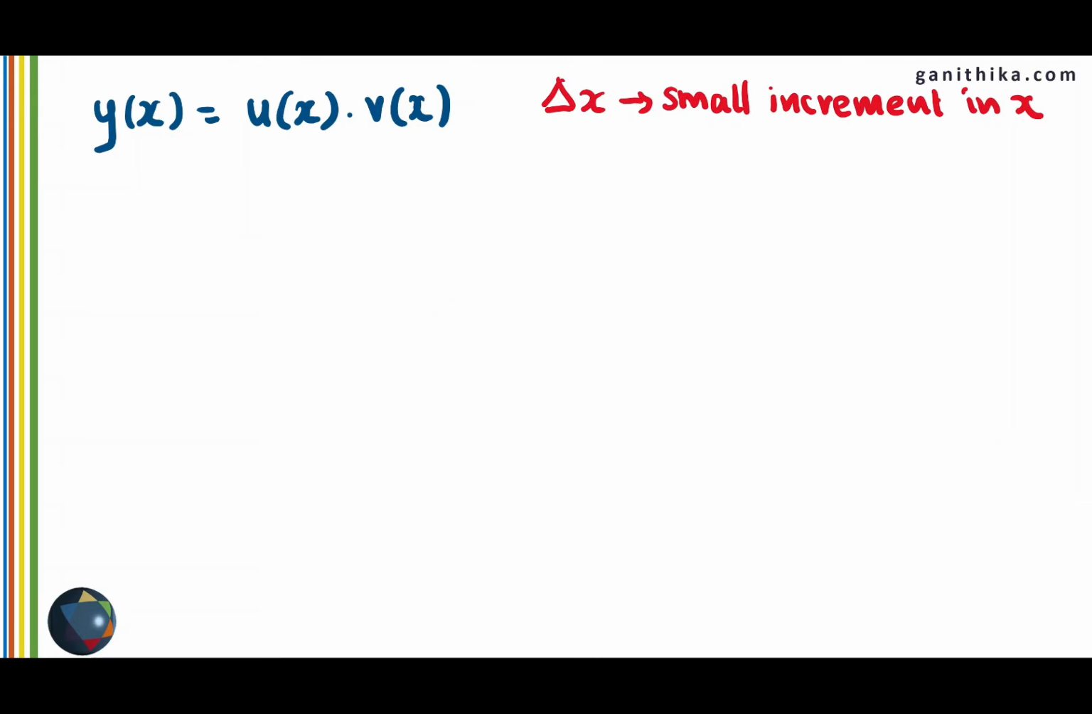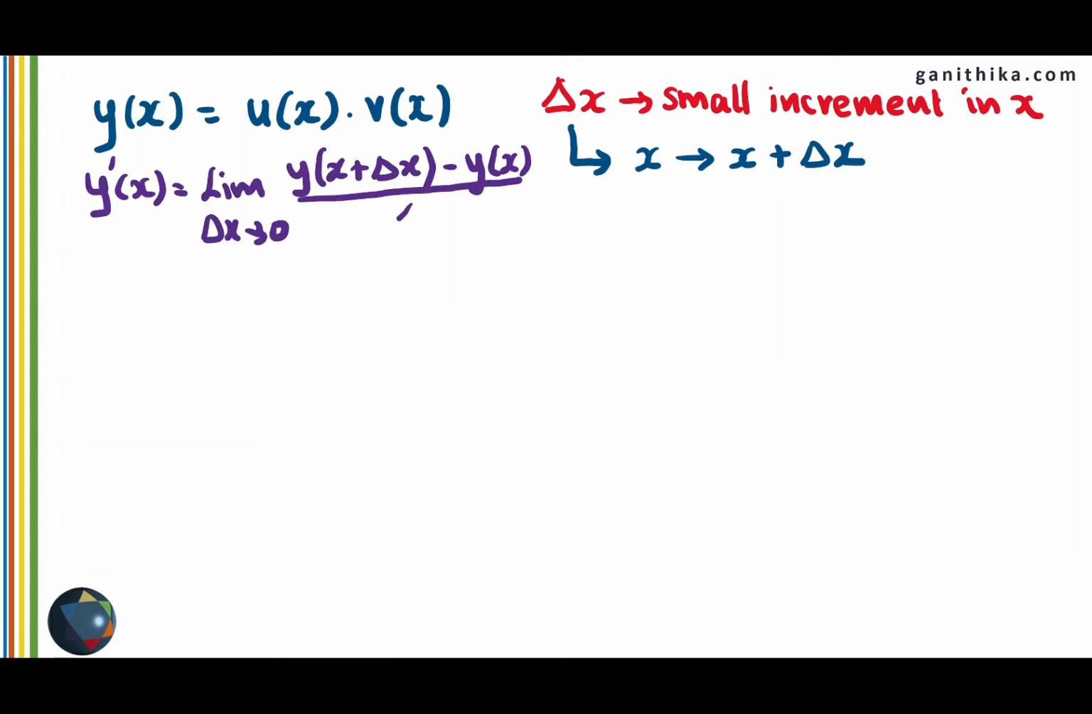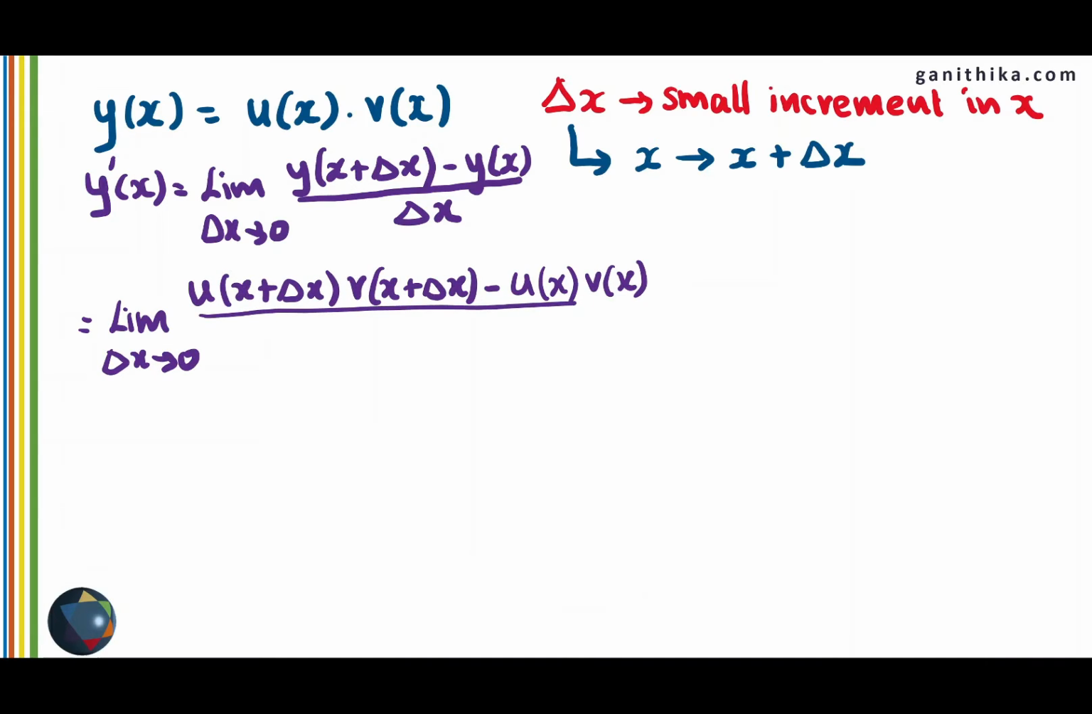Let's give a small increment delta x to x. Then x becomes x plus delta x. We will find the derivative of y of x using the first principle method. Rewriting this limit in terms of u and v, we get this expression.